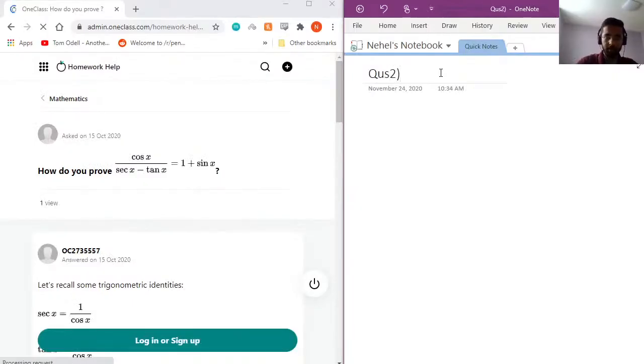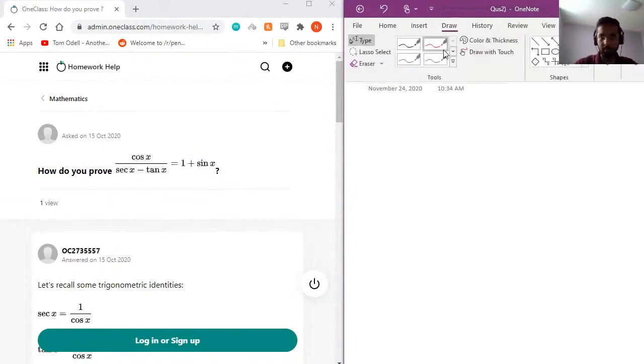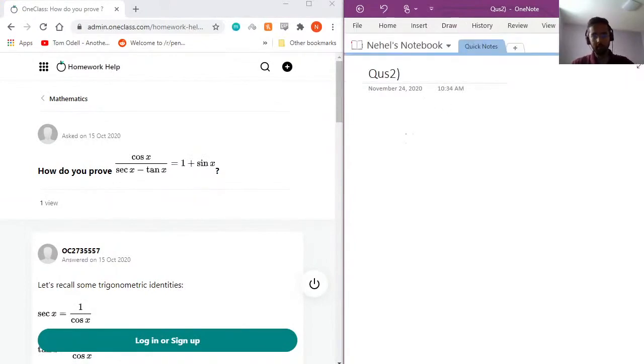Question 2. So this is more of a higher level question. It involves trigonometric functions. The way we would do this question is we need to know a few properties first. I'm going to list them down here.